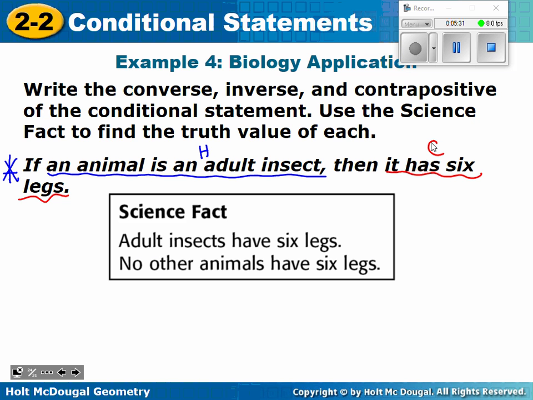Okay, so when you're doing this, when you do your converse, you're going to switch those. But remember, you're never going to start your sentence with if it, if they, if them. You're going to identify your subject. Okay? So help me out. What is my converse going to say?